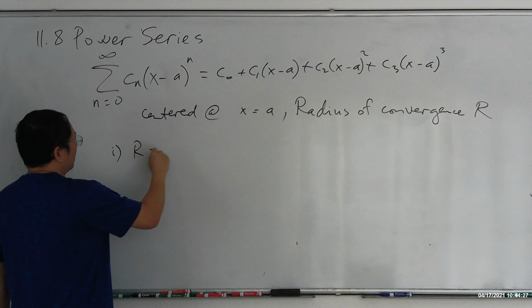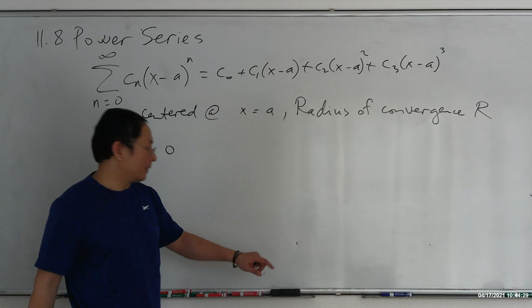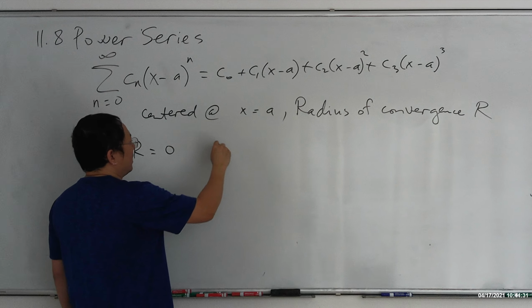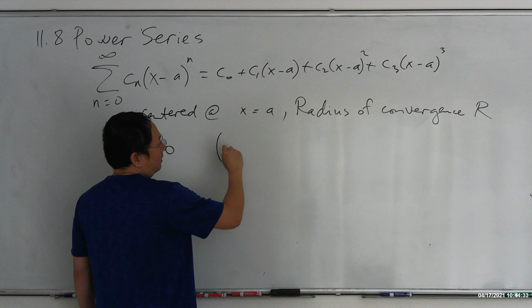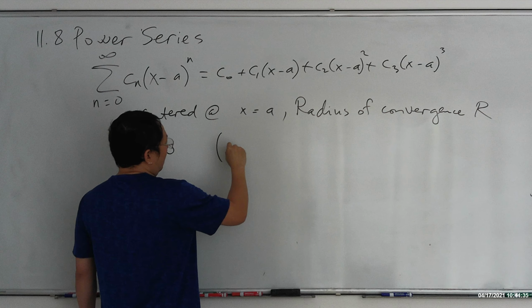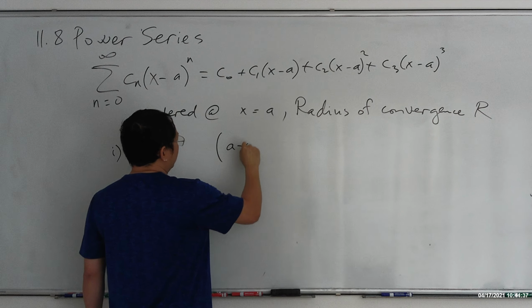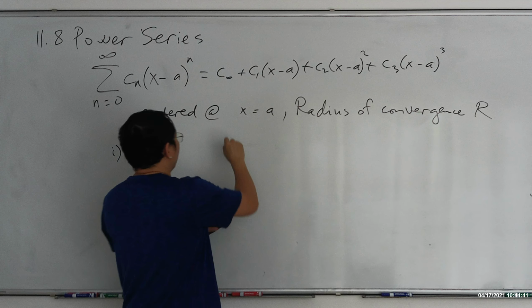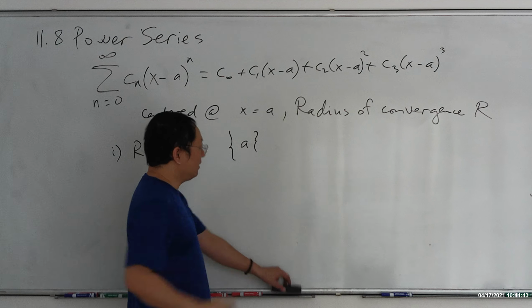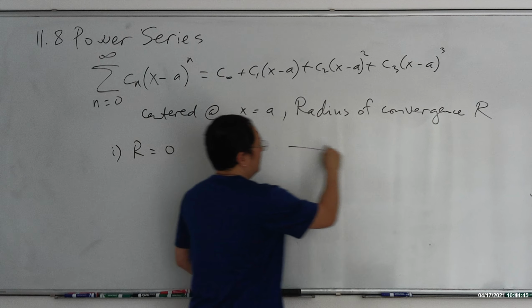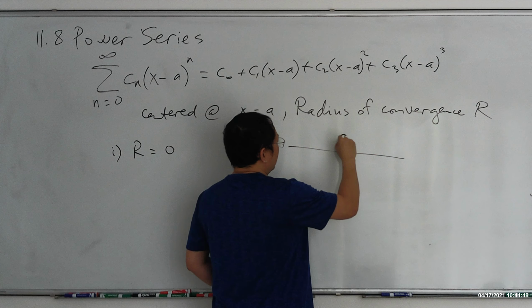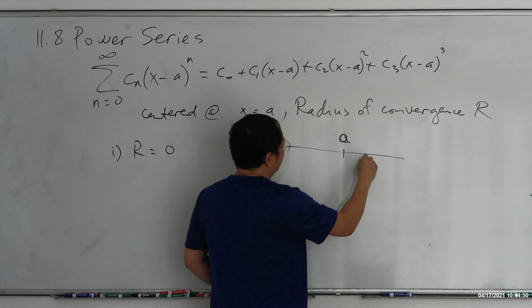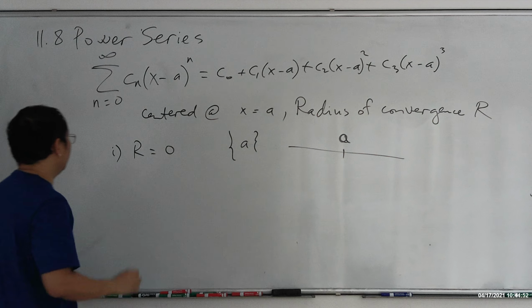If r equal to 0, then the interval of convergence will be a minus 0 to a plus 0. We don't write that as an interval, because the center is right here. The center is at a, right? You move 0 units to the left and 0 units to the right.